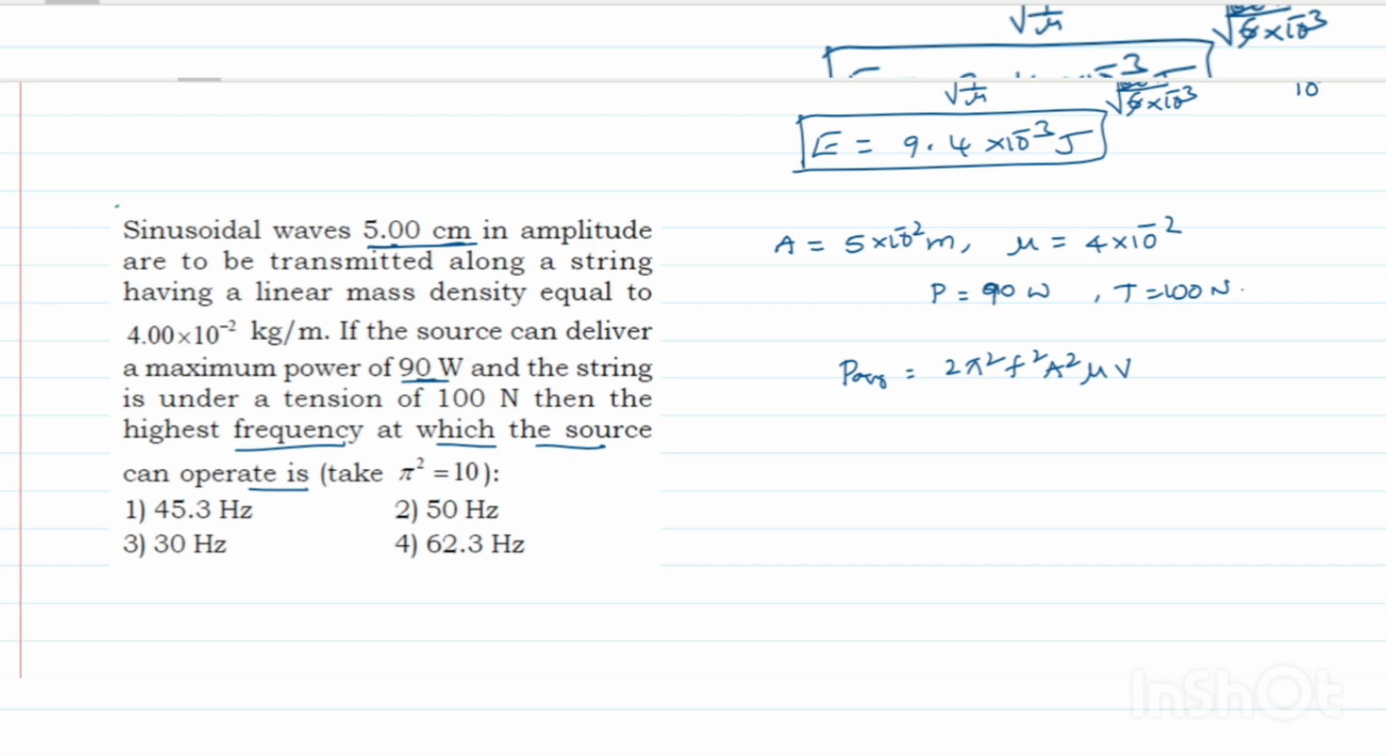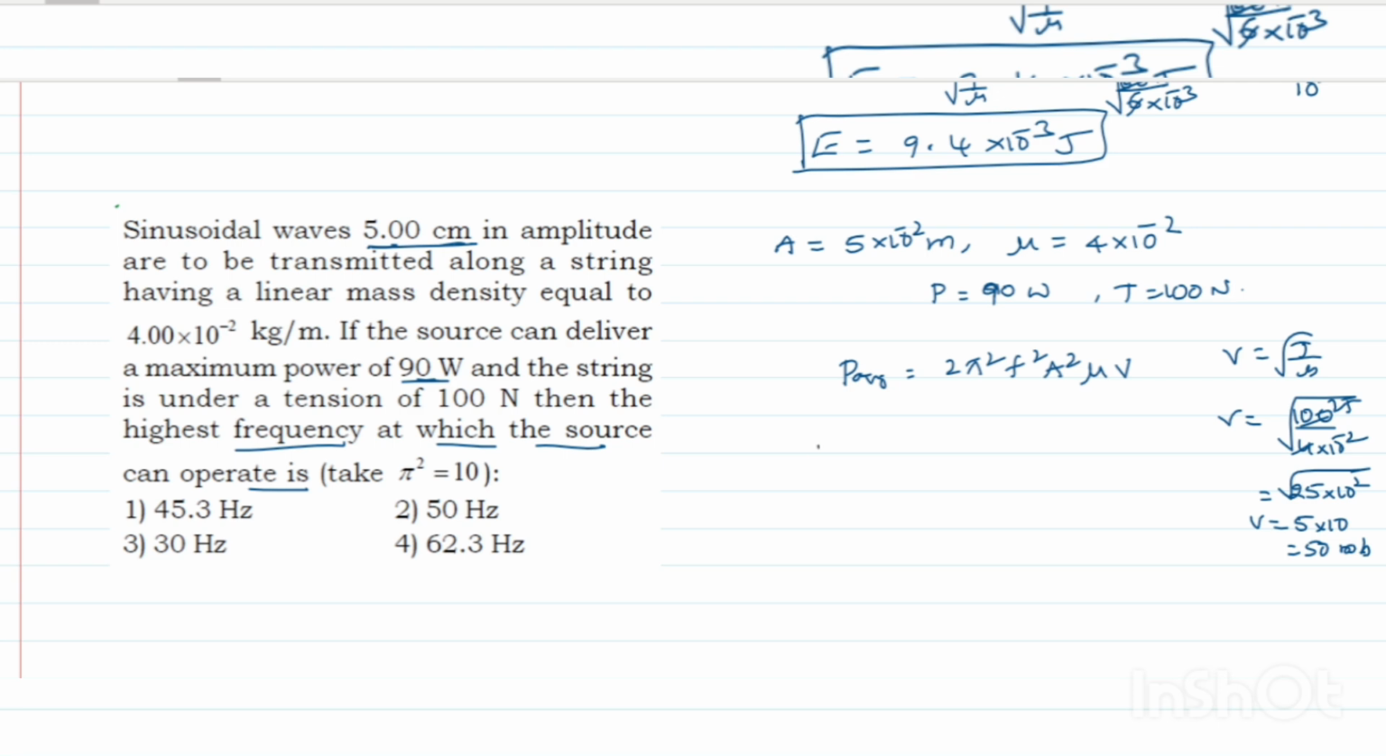With this, you have to calculate: mu is given, and velocity we don't know. v equals root over T by mu, which is nothing but T given as 100 newtons by the linear mass density, 4 into 10 power minus 2. So 100 by 4 is 25, so 25 into 10 power 2 under root, so velocity will be 5 into 10 power 1, so velocity is 50 meter per second.